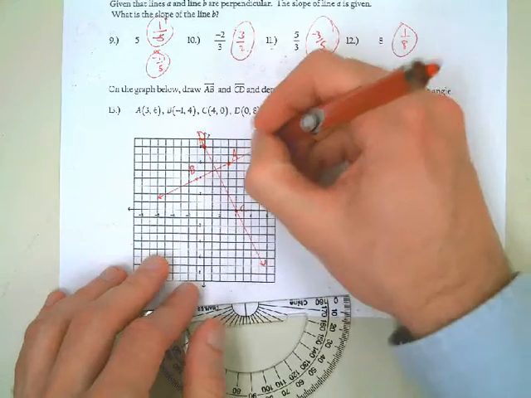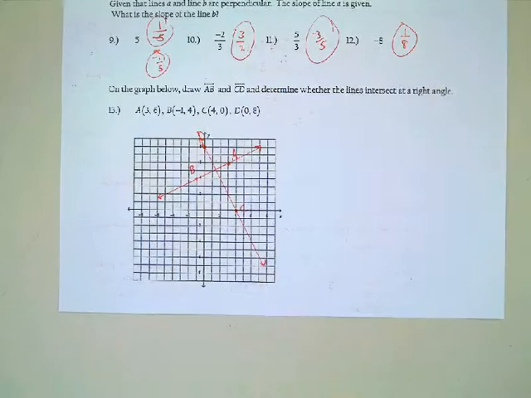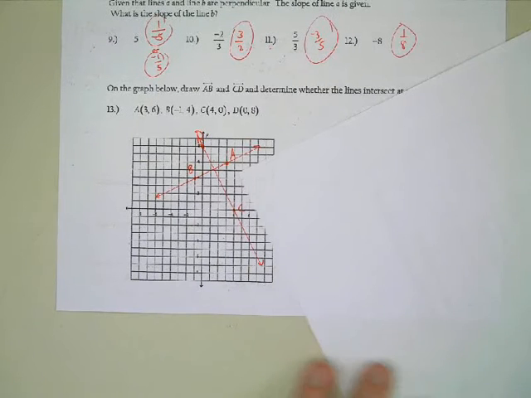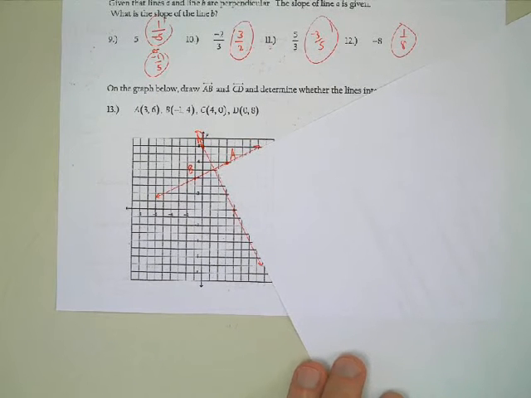But of course, we really don't even need to draw the lines in. It kind of looks like a right angle, and sure enough, if we take a piece of paper and stick the corner in there, it looks pretty close to a right angle, doesn't it? Looks pretty close.